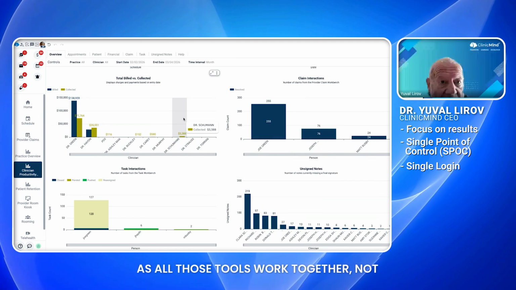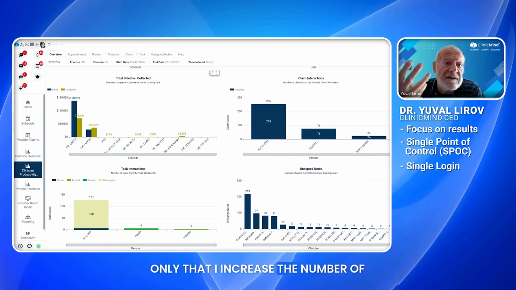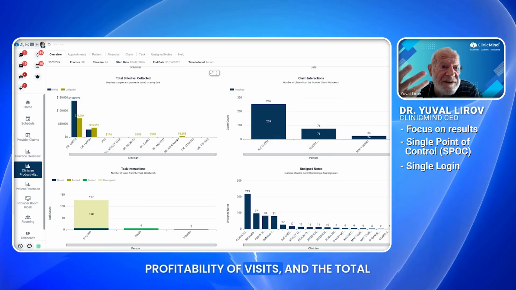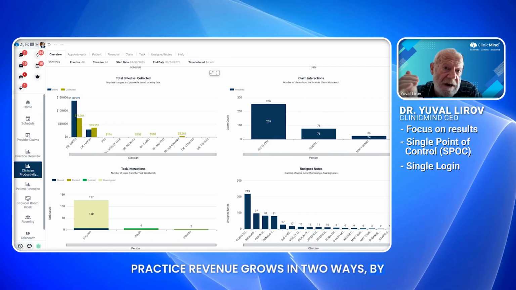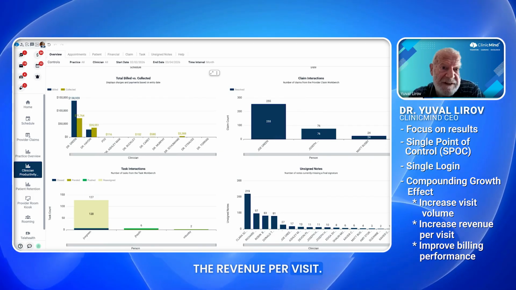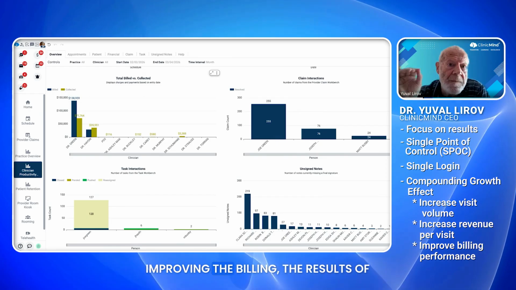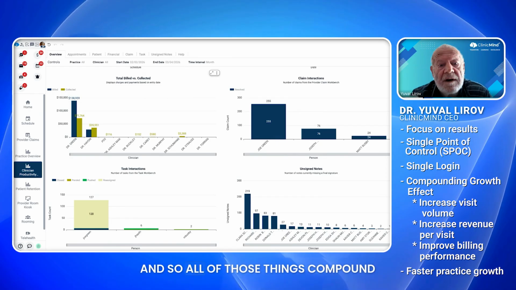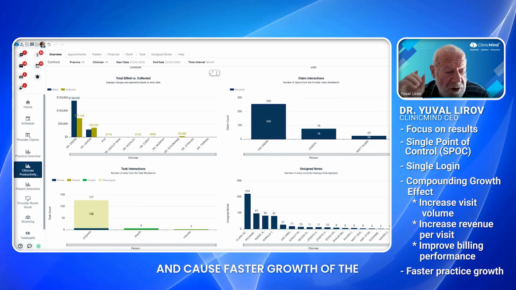As all those tools work together, not only do I increase the number of visits, but I increase the profitability of visits, and total practice revenue grows in two ways: by increasing the volume and increasing the revenue per visit. And then the third way is actually improving the billing, the results of the billing service. And so all of those things compound and cause faster growth of the practice.